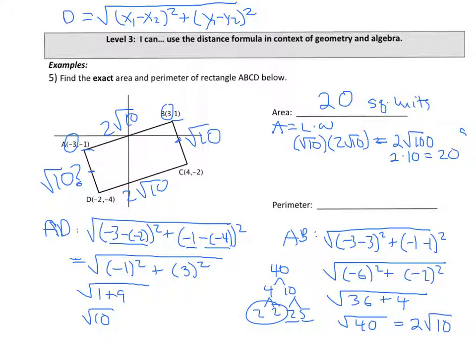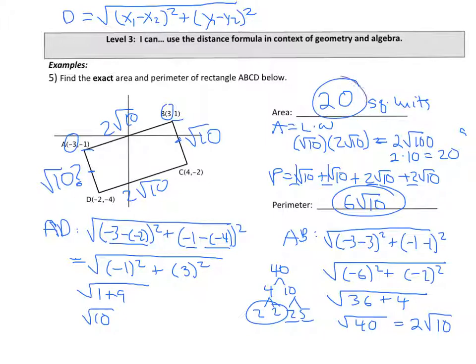Okay, and then for perimeter, I just add up all the sides. So for the perimeter, I add up radical 10 twice, and 2 radical 10 twice. And remember, you can add radicals together if they have the same radical. This is like 1 radical 10, 1 radical 10, and you add the coefficients in the front. 1 plus 1 plus 2 plus 2 gives us 6 radical 10. And there you go.